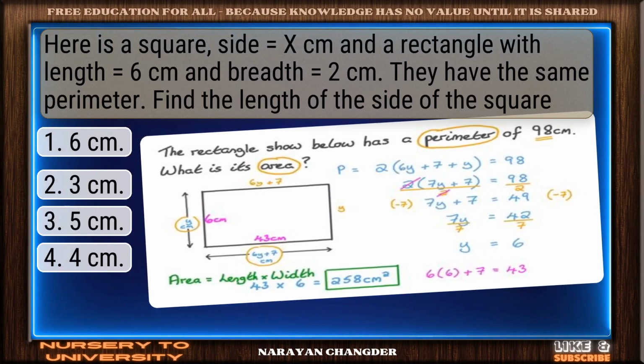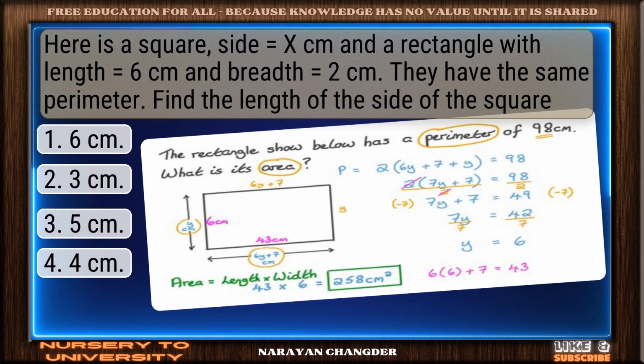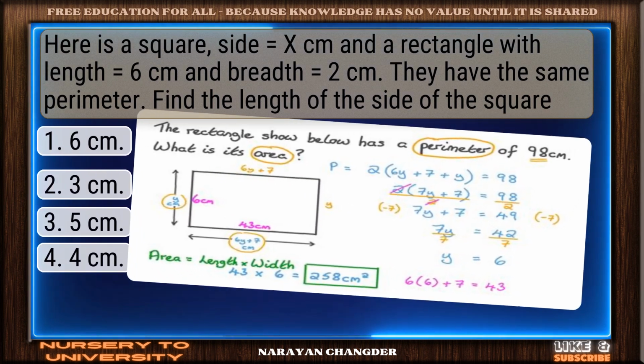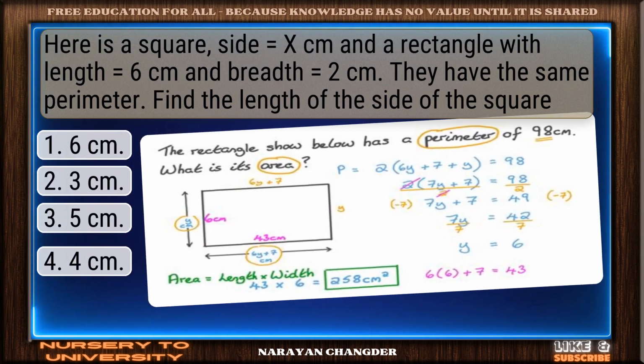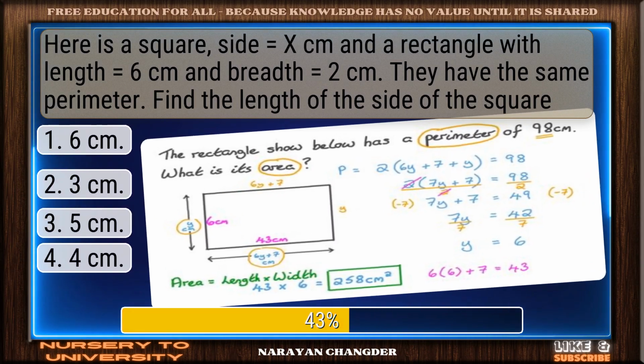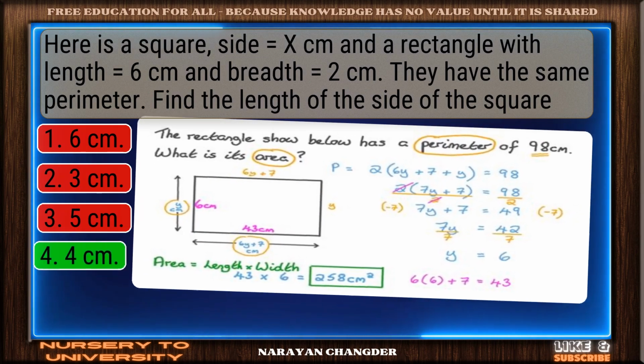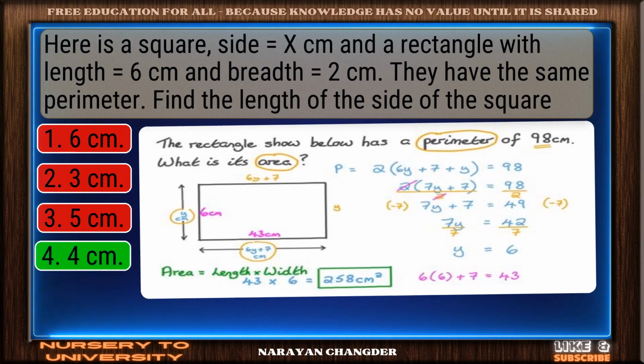Here is a square, side equal to x cm, and a rectangle with length equal to 6 cm and breadth equal to 2 cm. They have the same perimeter. Find the length of the side of the square. Clear logic. Your choice 4 cm is sound and 100% true.